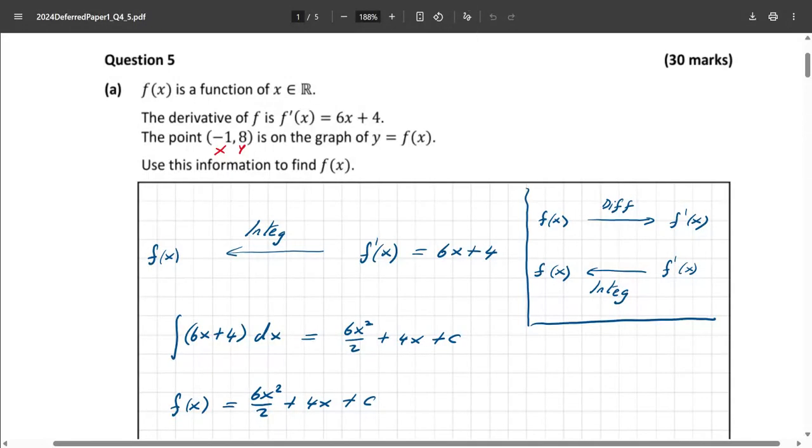This is the 2004 deferred paper, paper 1, question 5. So it's on calculus. Let's read this carefully and figure out what's being asked. There's a function f(x), and it tells you that the derivative, f dash of x, is 6x plus 4. Straight away, this is probably different to the standard question because they're actually giving you the dy/dx. If you read it carefully, the derivative is given to you: f dash x is 6x plus 4.